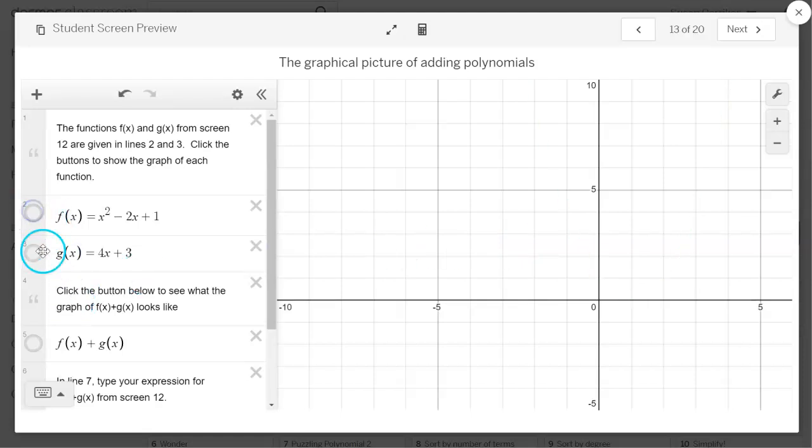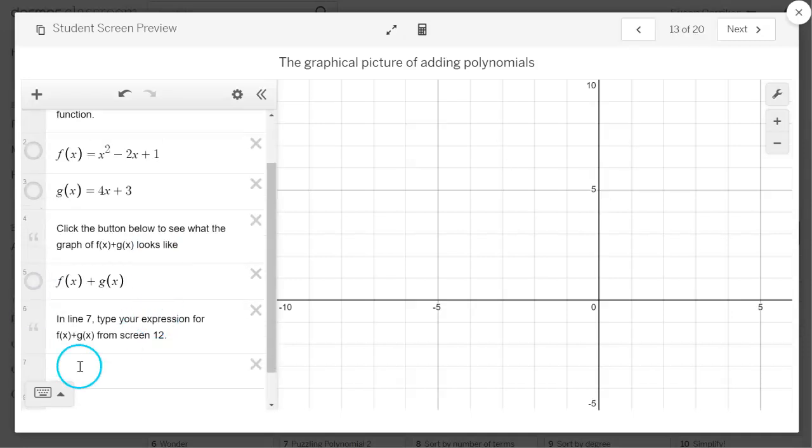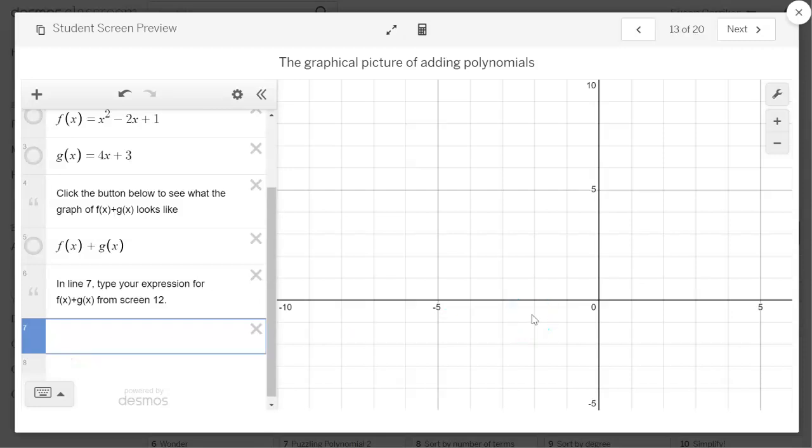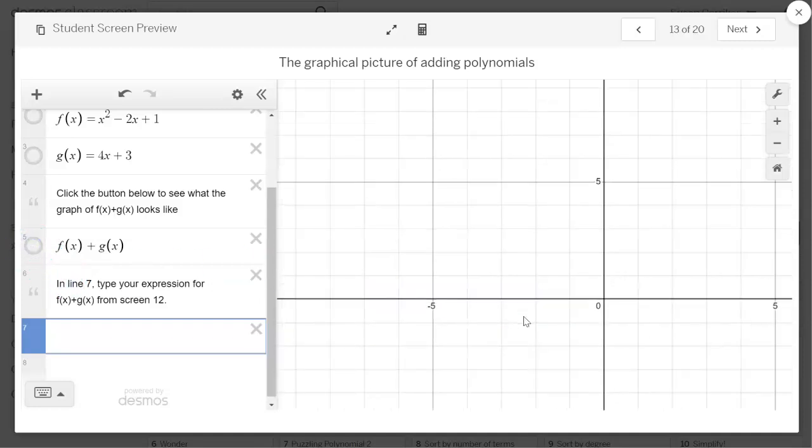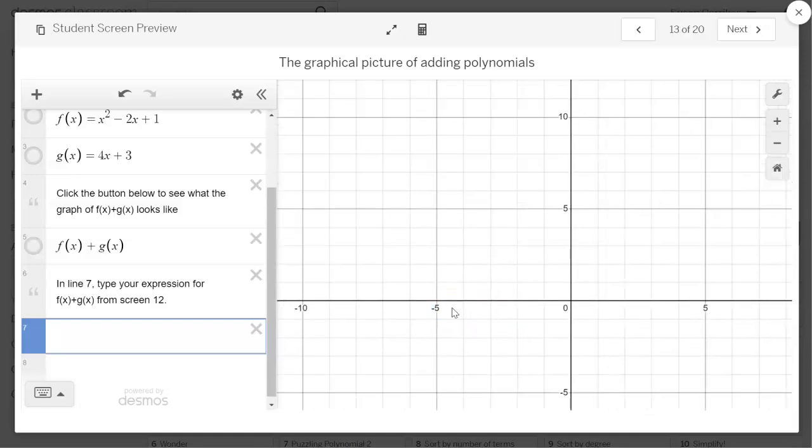So the first one's a quadratic. There's your linear. When you add the linear and the quadratic, you get another quadratic. And then they're going to type the expression that they have for their answer here. And this should show them the same result as this. So if they haven't messed it up, this is a way of checking their answer.